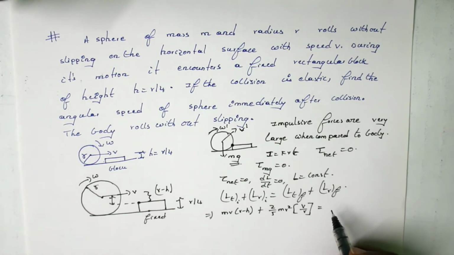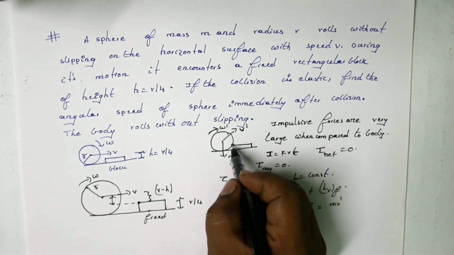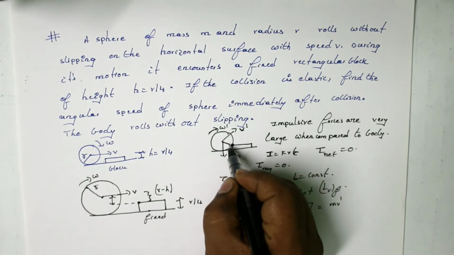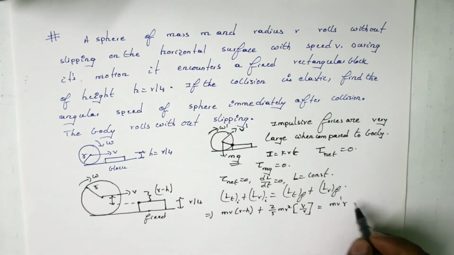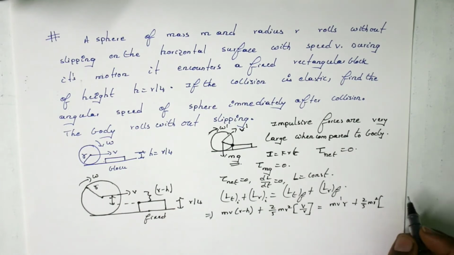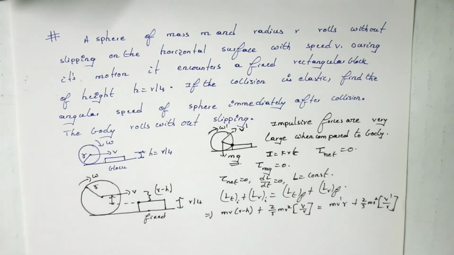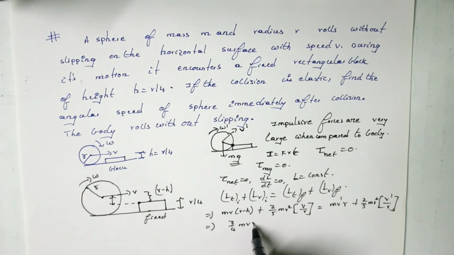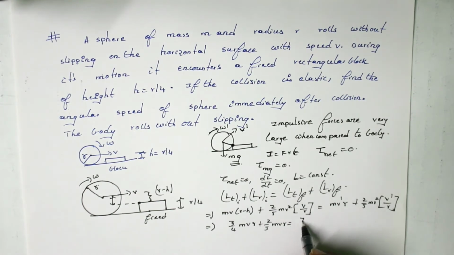The final angular momentum I can write like this: mv dash into, now this body is rotating around this axis, and the perpendicular distance from this axis of rotation is r itself. So plus 2 by 5 mr square into, again instead of angular velocity I can write v dash divided by r. If I manipulate this equation, then the equation which I will get is 3 by 4 mvr plus 2 by 5 mvr is equal to 7 by 5 mv dash r.